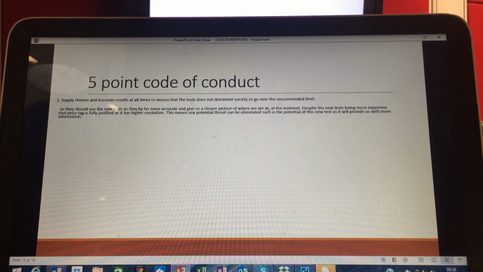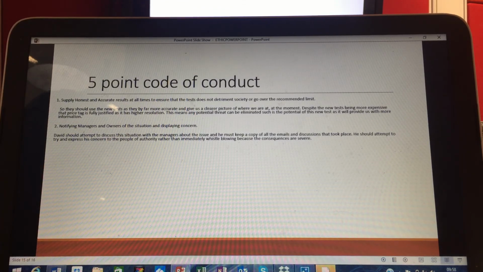Despite the new test being more expensive, the price tag is fully justified as it is high resolution. This means that any potential threat in the future can be eliminated, as it will provide us with more information.